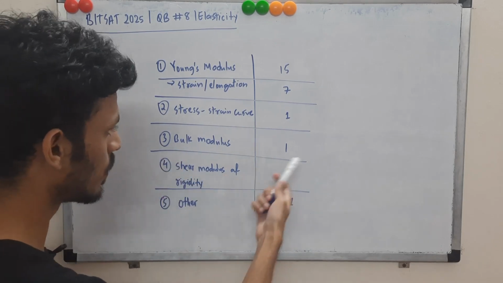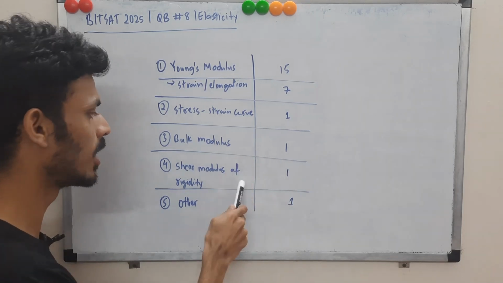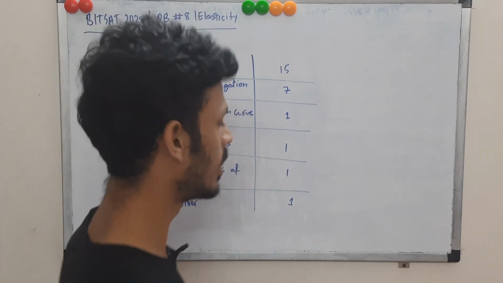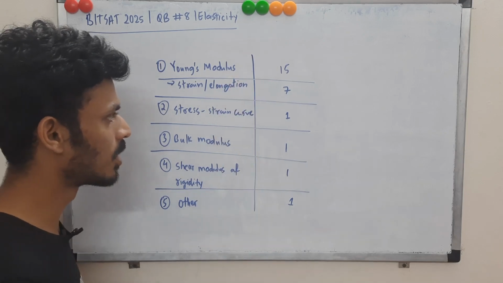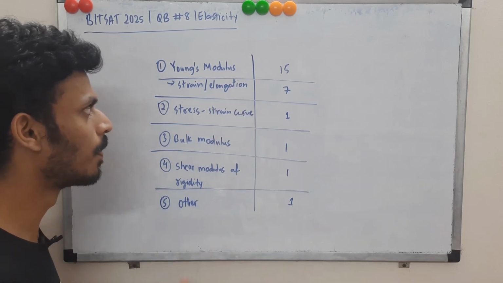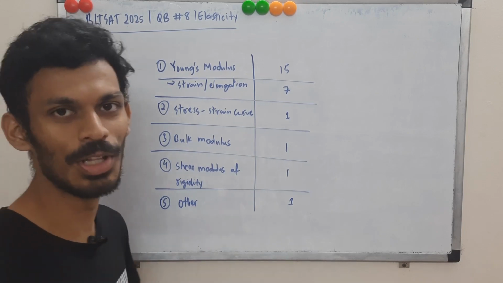Then we have bulk modulus, one question on that, and modulus of rigidity, eta. So simple formula-based questions on bulk modulus and modulus of rigidity, and some other type of question. So that was the previous year trend. I hope you can prepare accordingly, and let's hop into the questions now.